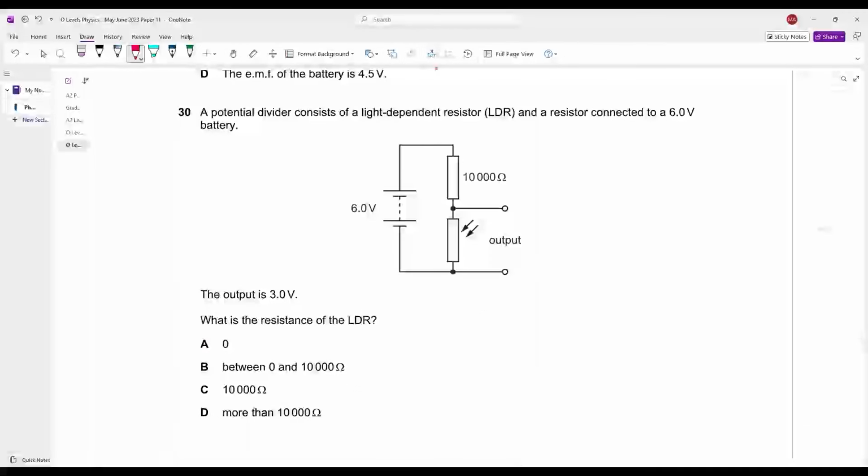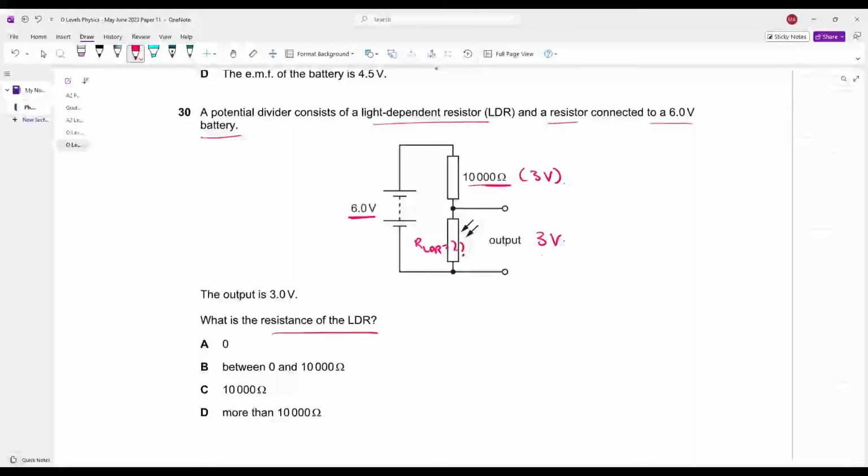30 पे आ जाओ. A potential divider consists of a light dependent resistor LDR and a resistor connected to a 6 volt battery. The output is 3 volts. ठीक है. Total battery क्या है? 6 volts की. अगर आउटपुट में 3 volts आ रहा है तो 10,000 ohm resistor को भी 3 volts मिल रहा होगा. What is the resistance of the LDR? You have to calculate the resistance of the LDR.